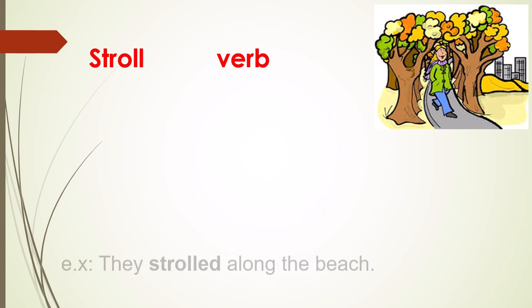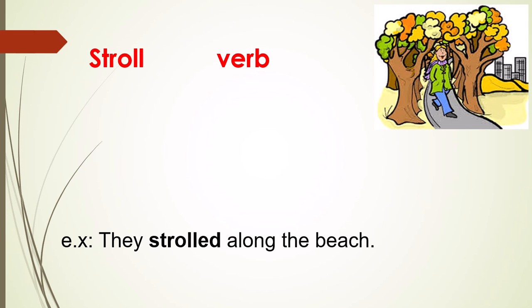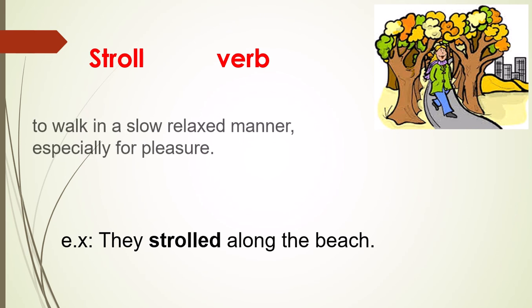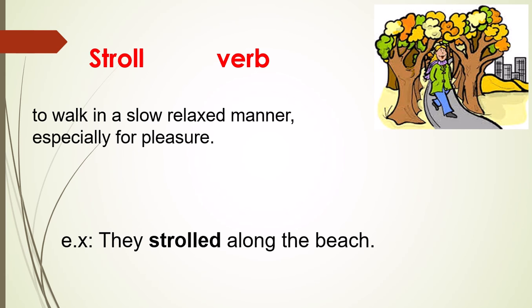Let's see the example. They strolled along the beach. They are moving along the beach in a happy way. Okay. What is the meaning of stroll? To walk in a slow, relaxed manner. When you are very relaxed and you stroll, especially for pleasure, when you are so happy. The synonym of stroll is wander.